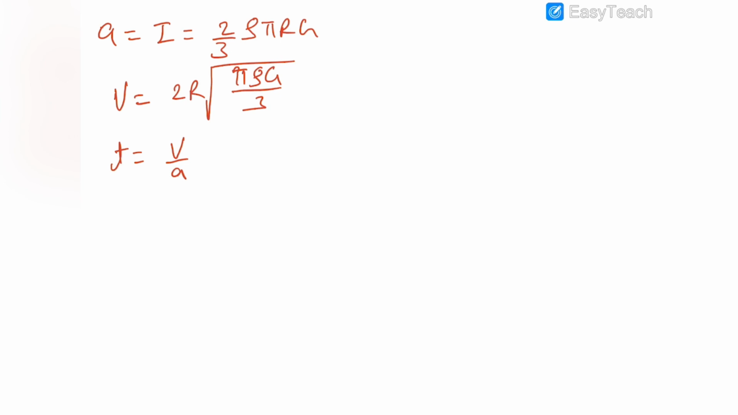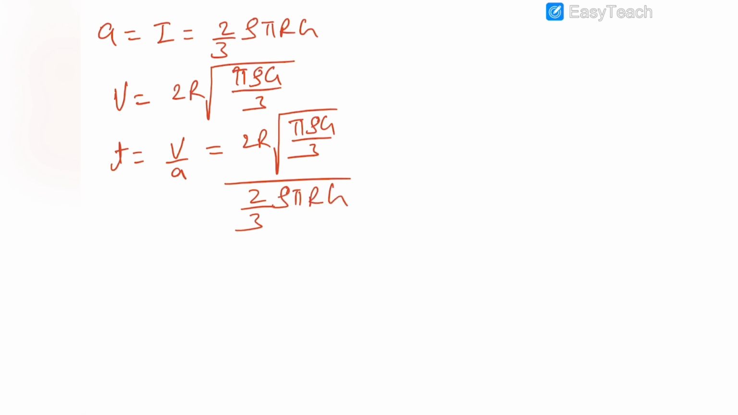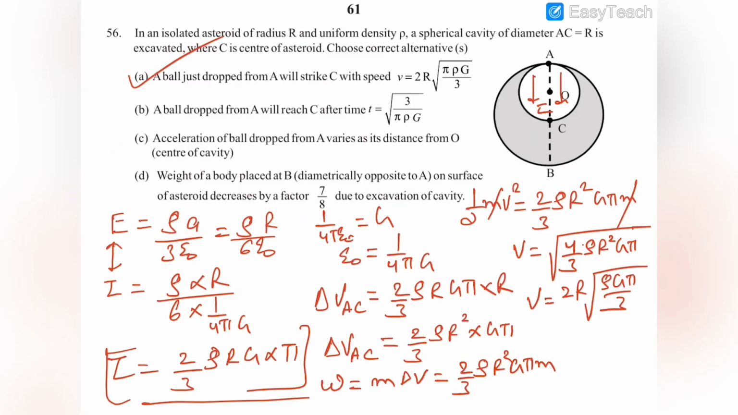So v by a will be equal to 2r under root pi rho g by 3, and a is 2 by 3 rho pi rg. So cancelling this r with r, this 2 with 2, we can say that the time will be equal to under root of 3 by rho pi g. So the correct option will be option number B also.